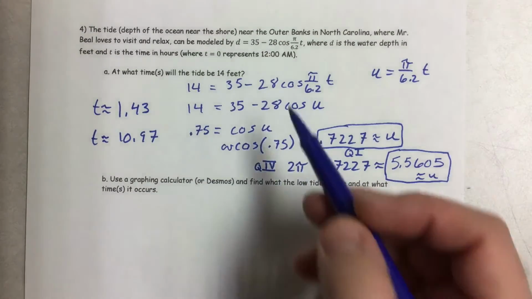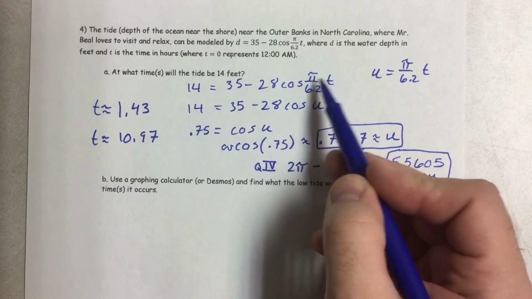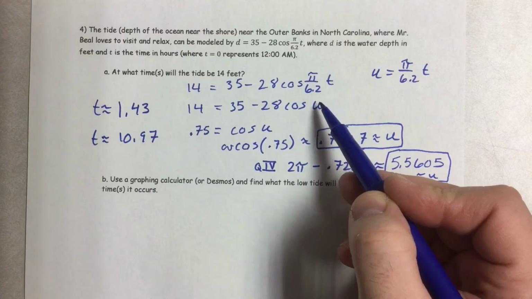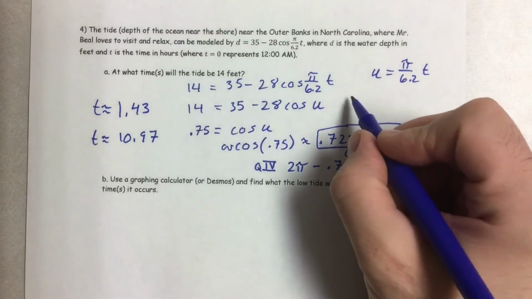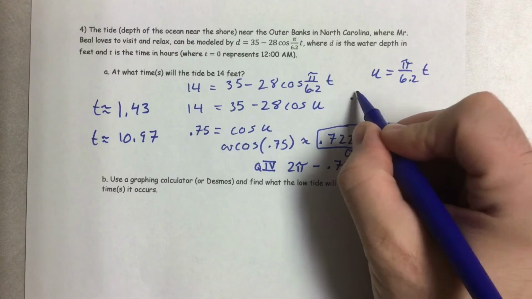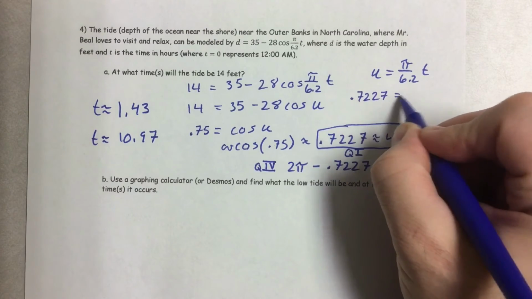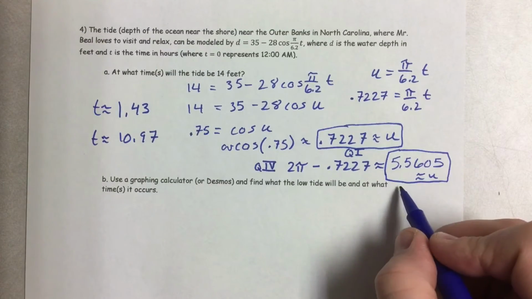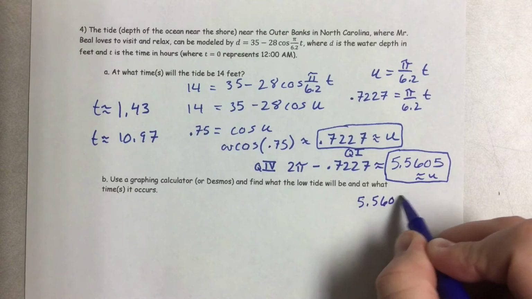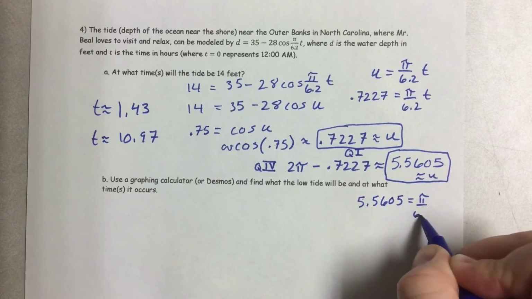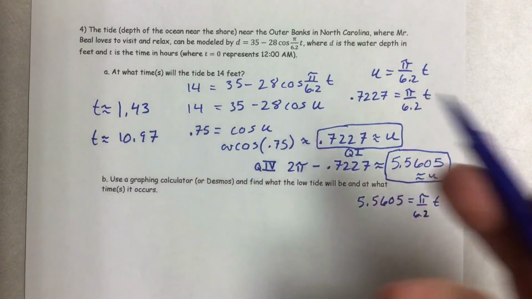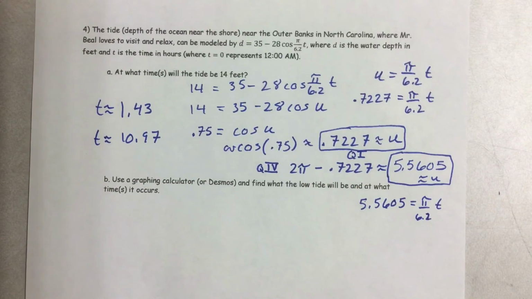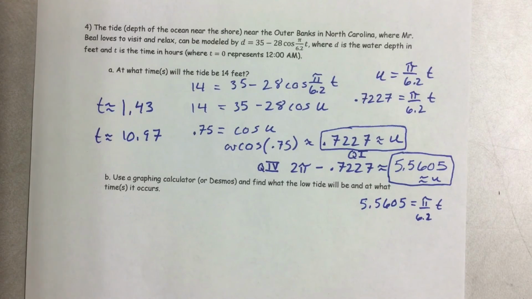Okay? So it's really the technique of replacing this inner part with a single variable, solving it, and going back at the end and saying, oh, well, okay, 0.7227 equals pi over 6.2 t, and solve, and do the same thing for this one, 5.5605 equals pi over 6.2 t and solving it. That's one technique that can make this process easier for you when we have an inner function within our trig function. Okay, so best of luck in continuing this and preparing for this unit test.